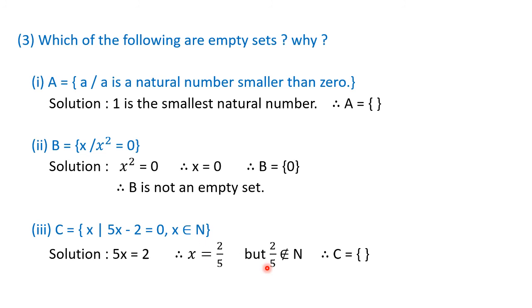So 2 upon 5 is not a natural number. So this element 2 upon 5 does not belong to the natural numbers, and that is why set C is an empty set. We found the element, but it does not belong to the natural numbers, so we cannot write it in set C because of this condition, and therefore C is an empty set. Okay.